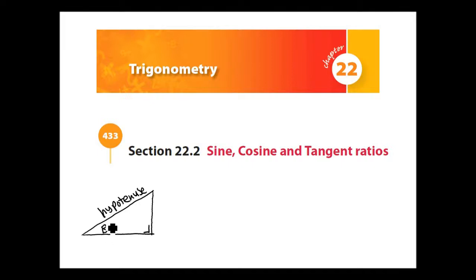And if we label an angle, suppose I call this one B, this one across from B is called opposite to B. And the other side that's not the hypotenuse, touching against B, that's called adjacent to B. And these labels are important.